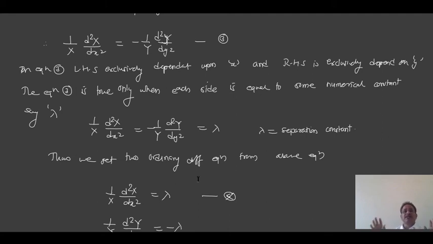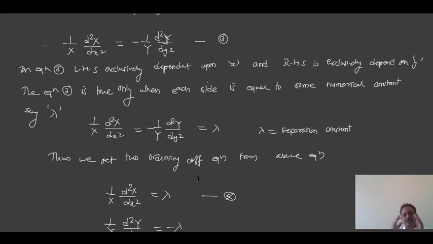And in mathematics this happens only when, for any differential equation or any equation, there are two separate sides that are functions of two independent variables. Then this equation will be true only when it is equal to some numerical constant. So in this case, we have taken this constant to be lambda.